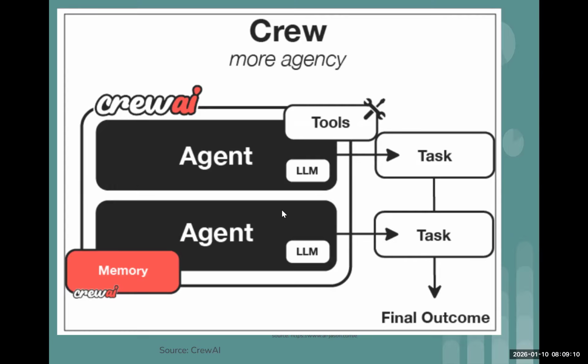So this is what the crew looks like. Basically, you have multiple agents, and agents will have tools, and there is a model. Agent has a model, agent has tools, and they are given a task. And of course, you have the memory part that is shared across the agents' memory space, so that all the agents have access to the memory. Then once all of these tasks are concluded, you would get the final outcome.